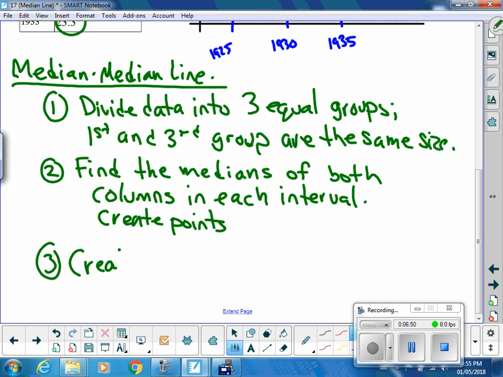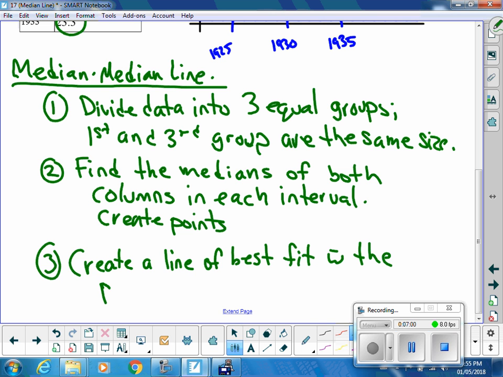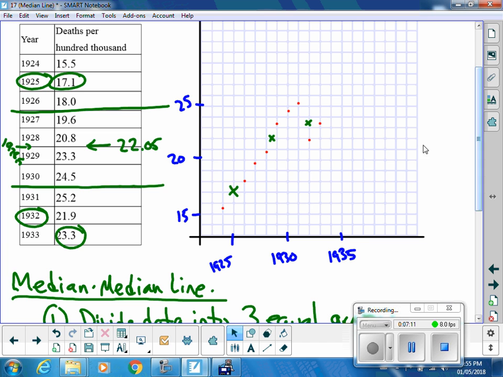Create a line of best fit with the points in step 2. Okay, so using those kinds of guidelines, try to keep it balanced, running in between them. Okay, my line of best fit might look something like that. Okay, running in between those.